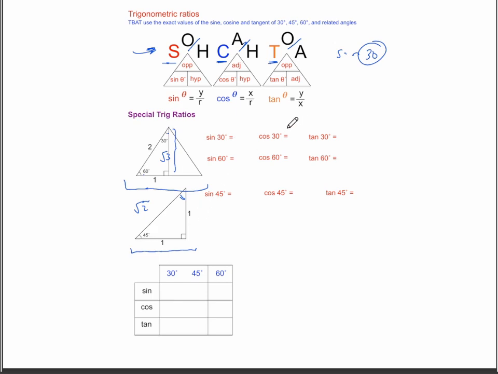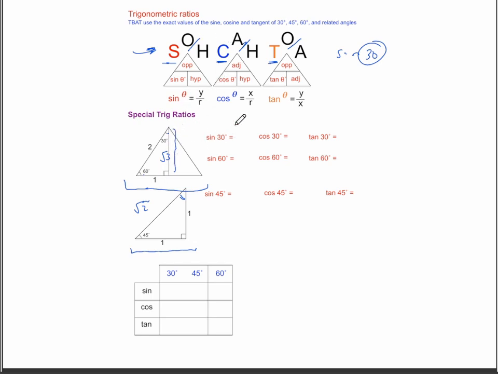And the adjacent is that remaining side. So for 30, the adjacent is going to be root 3. For 60, the adjacent is going to be 1. For 45, the adjacent and opposite are the same, so the adjacent is going to be 1 again. So when you look at sine 30, we are looking at the opposite side to that 30 and the hypotenuse of that 30, and you're going to divide them.